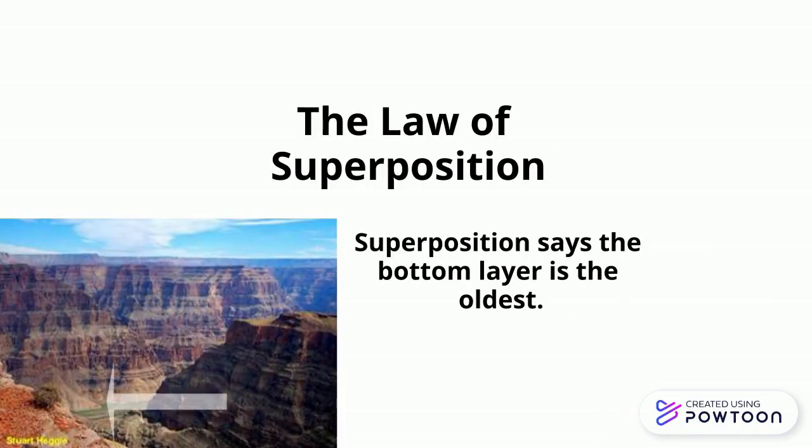But going along with relative dating, a real life example is the law of superposition. So if we look at this image, the arrow is pointing to the bottommost layer of the sedimentary mountainside. The law of superposition says that the bottom layer is the oldest, which also means that the top layer is the youngest, which is a pretty interesting concept.